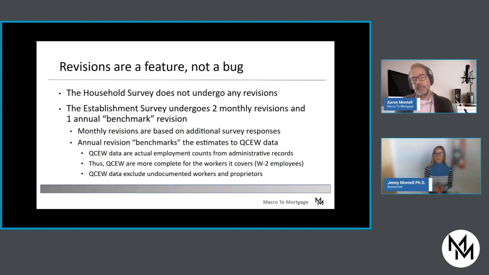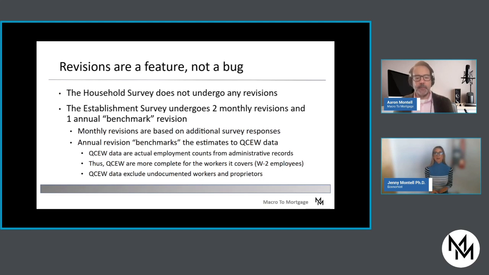And why they do that is because the QCEW data are actual employment counts from administrative records, in particular IRS records or W-2 forms. And so they're not survey based, they're not estimates, they're actual counts. So QCEW data are more complete for the workers it covers, and that's an important caveat. Even though it's a full count, it's just a full count of W-2 employees.